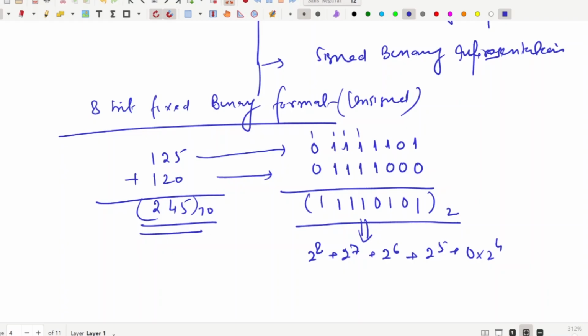Similarly, corresponding to the 2 to the power 3 bit position, the bit value is 1. So this is also equal to 2 to the power 3 plus again this is 0 plus this is 1. This is 2 to the power 1, 2 to the power 0. So simply, when we compute, what is this equal to?